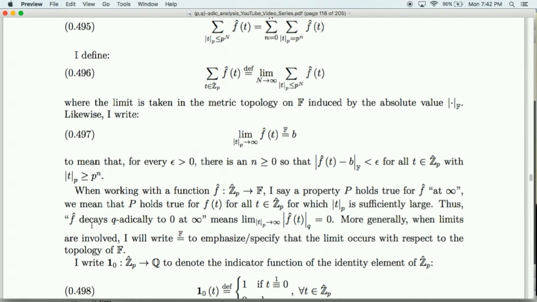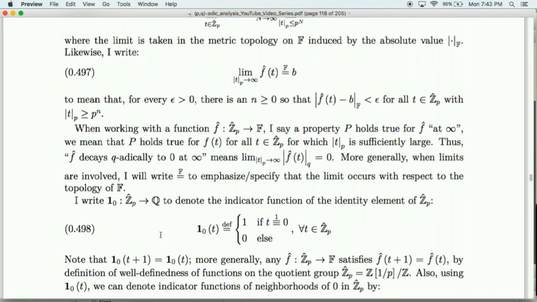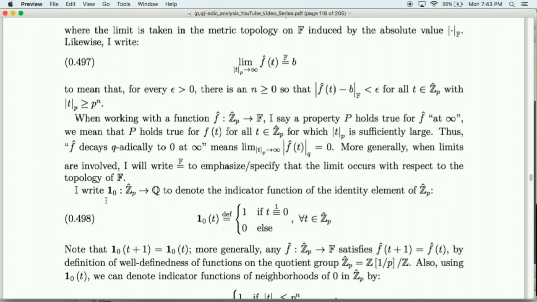So if I say f hat decays q-adically to 0 at infinity, this means the limit as the p-adic absolute value of t tends to infinity of the q-adic absolute value of f hat of t goes to 0. And I'm going to write the field above the equal sign to denote the topology in which things are going on. Finally, I have bold 1, 0.